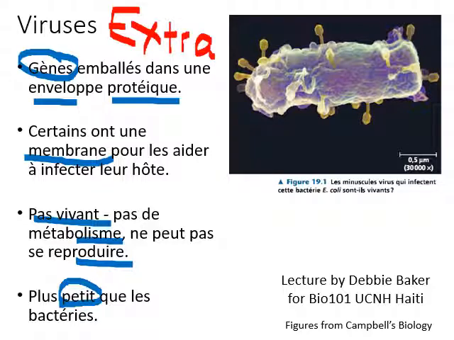Here is a picture of the bacteria E. coli. So the big thing is E. coli. These little things are the viruses. It doesn't say what type of virus, but viruses don't just attack people. They attack bacteria. They attack plants. They attack animals.